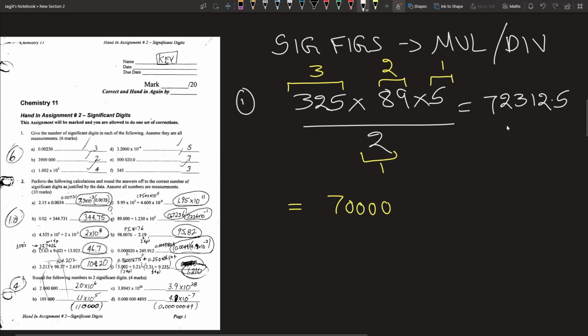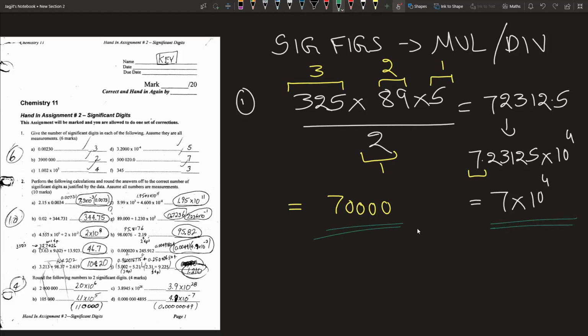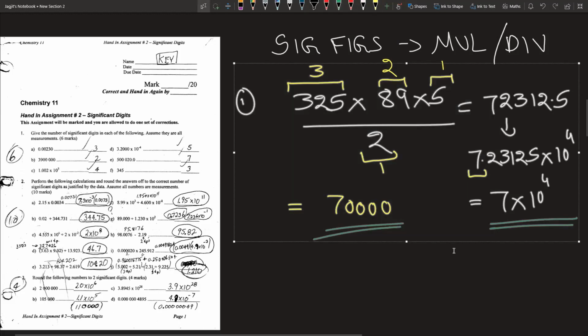Another way you could have approached this question was by writing this as scientific notation first, which would have been 7.23125 times 10 to the power 4. So you say, I only need 1 sig fig, so I only need this guy. So you can rewrite this as 7 times 10 to the power 4. And there you go, guys. Either one of these is fine. Yeah, that's what I got too. Perfect. Excellent. So there you go, guys. A few more examples, and you'll get the hang of it.